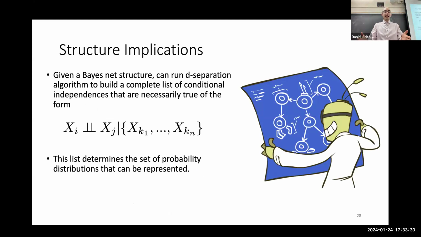So given a Bayes net structure, you can run the D-separation algorithm to build a complete set of all the conditional independencies that have to be true. Given that graph structure, you just write it out like this: xi is conditionally independent of xj given as many evidence variables as you want, or as many observed variables as you want. I'm treating evidence and observation the same here. And this list determines the set of probability distributions that can be represented. We'll get to more of that soon.